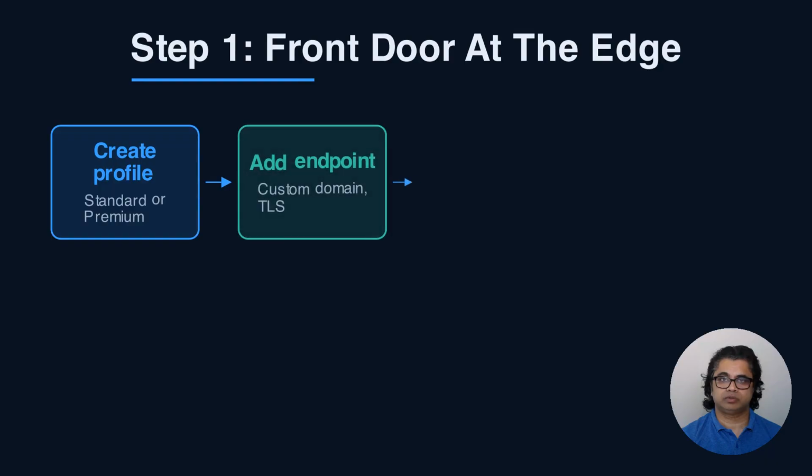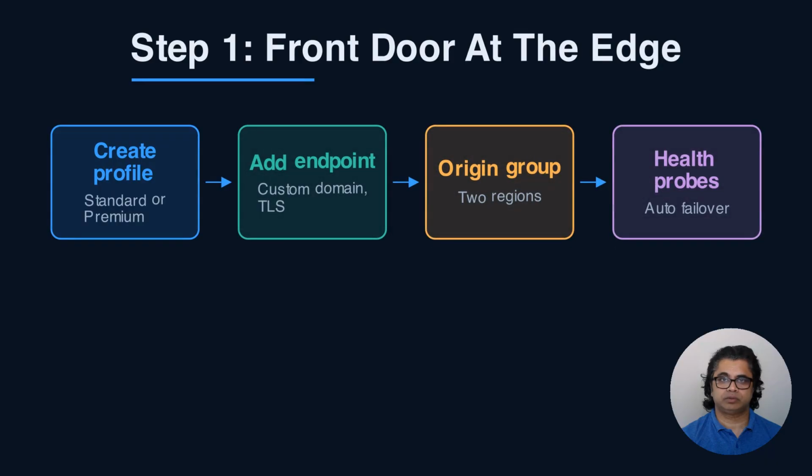Create a Front Door standard or premium profile and define an endpoint with your custom domain. Front Door terminates TLS at the nearest edge POP to the user, which cuts latency dramatically for a global audience. Configure an origin group containing your 2 regional application gateways, one in East US, one in West Europe, with latency-based routing and health probes. Front Door will fail traffic over automatically if a region goes unhealthy. Turn on caching for static assets and the premium tier WAF if you want bot protection at the edge. This layer is your global front door, literally.